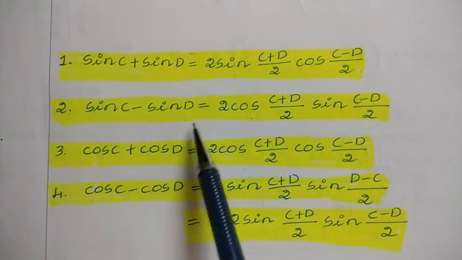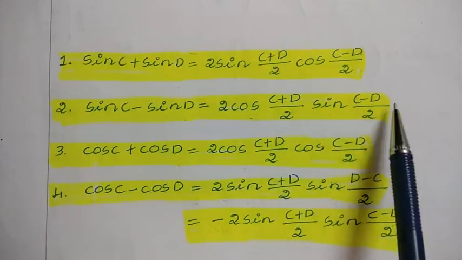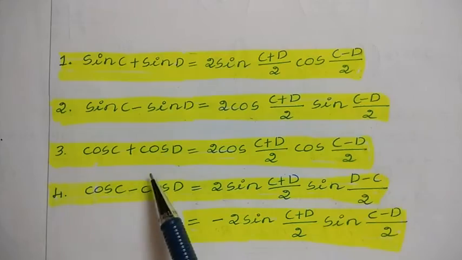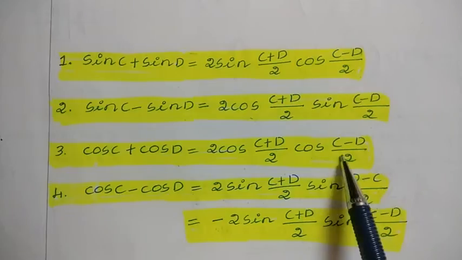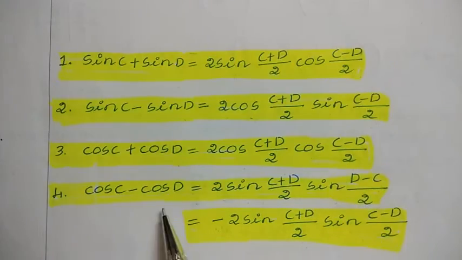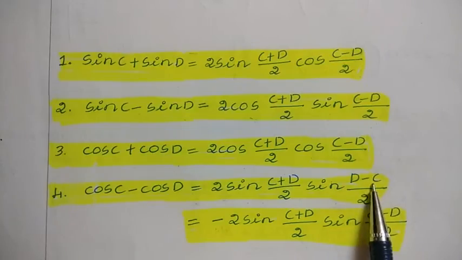Sin C minus sin D is equal to 2 cos (C plus D) divided by 2 sin (C minus D) divided by 2. Cos C plus cos D is equal to 2 cos (C plus D) divided by 2 cos (C minus D) divided by 2. Cos C minus cos D is equal to 2 sin (C plus D) divided by 2 sin (D minus C) divided by 2, or you can take this minus sign out so that this becomes minus 2 sin (C plus D) divided by 2 sin (C minus D) divided by 2, so that it is very easy to remember this format. So that's why you can take the minus sign out here.